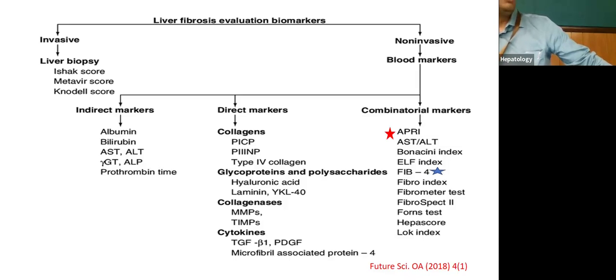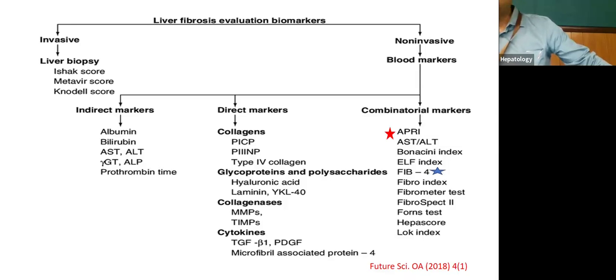In direct markers, you have markers which suggest that collagen is being formed or it is being degraded. Depending on that, you have different kinds of direct markers like type 3 procollagen, type 4 collagen, tissue inhibitor of matrix metalloproteinases, and other factors like transforming growth factor beta.